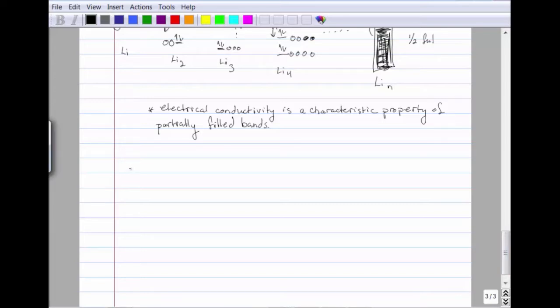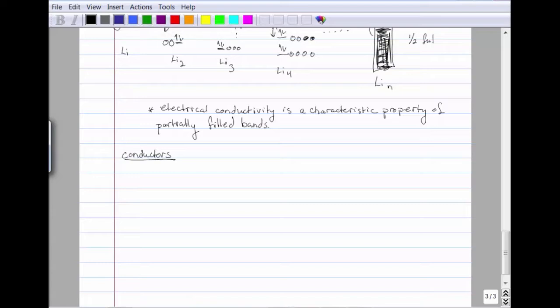So I just said that conductors conducted electricity basically because their bands are half full. There's another way to get a conduction in a solid. So conductors in general are things that conduct electricity, obviously, but they don't have to just be things that have partially filled bands.